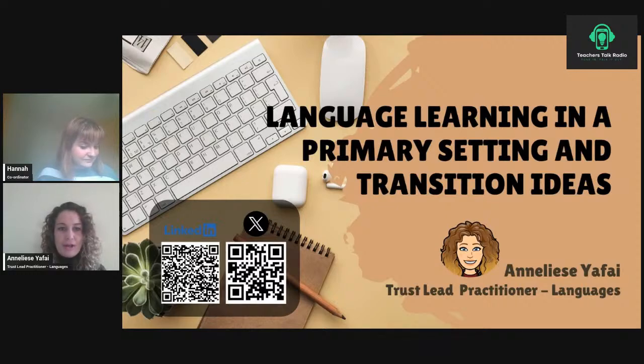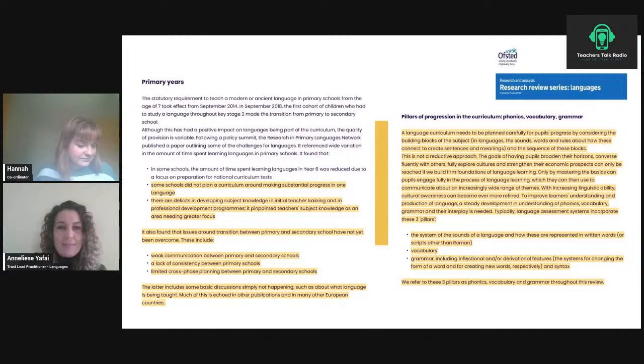So I wanted to start off by looking at the Ofsted review of languages that was done in 2021. And I think there are some quite important parts there. My focus today is on primary and transition ideas, but as a secondary teacher I think it's really important to know what is expected of primary teachers in that transition phase before students come to us in year 7. The review really spoke to me, because it spoke about a real weakness between primary and secondary school. I think we know that. The consistency was a real thing that they picked out there as well.